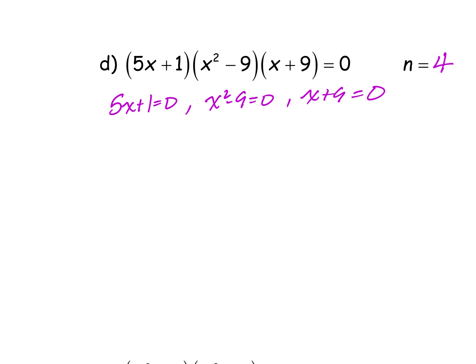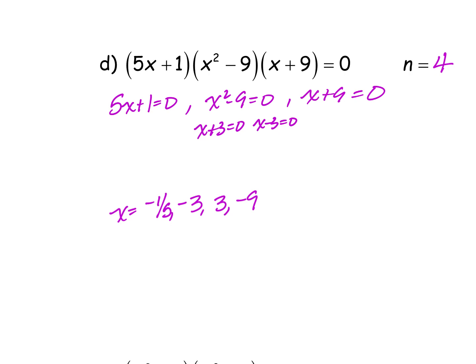So this middle one I can factor to x plus 3 equals 0 and x minus 3 equals 0. So that would give me x is going to equal subtract 1, divide by 5, subtract 3, add 3, and subtract 9.